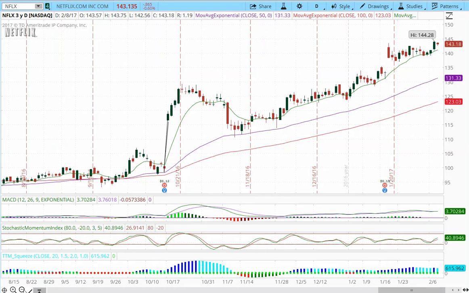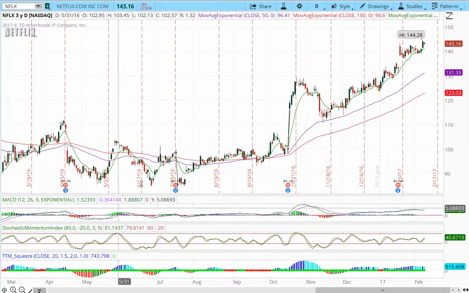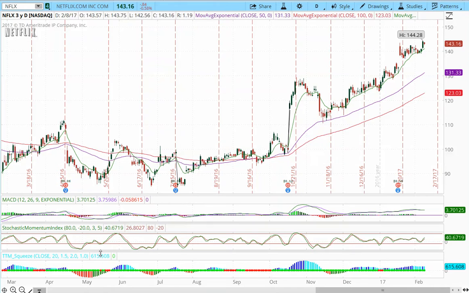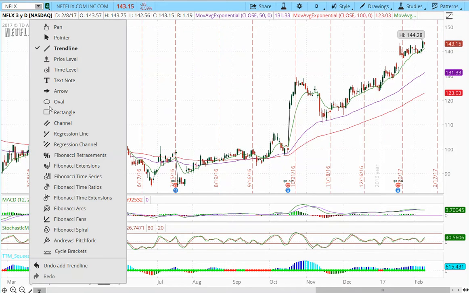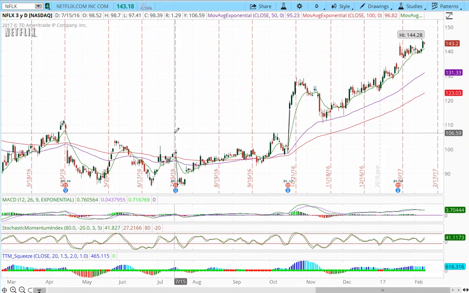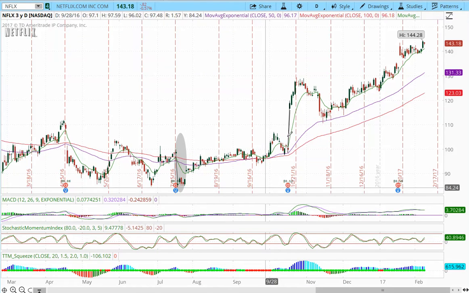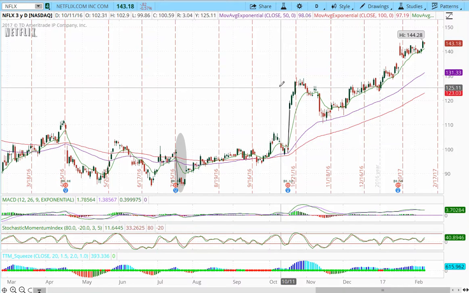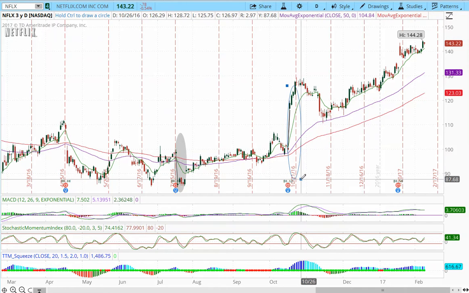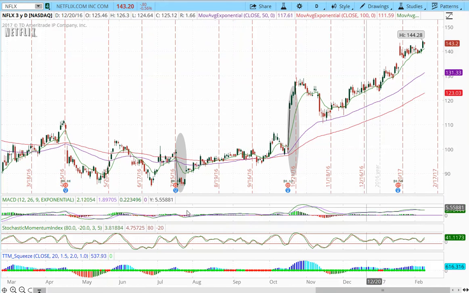So let's see if we can close this, make it a little smaller so that you can see both the gaps together. Here is the first gap that we took a look at right here. And then here is the second gap we took a look at. Circles are a little bit off, but you get the idea.